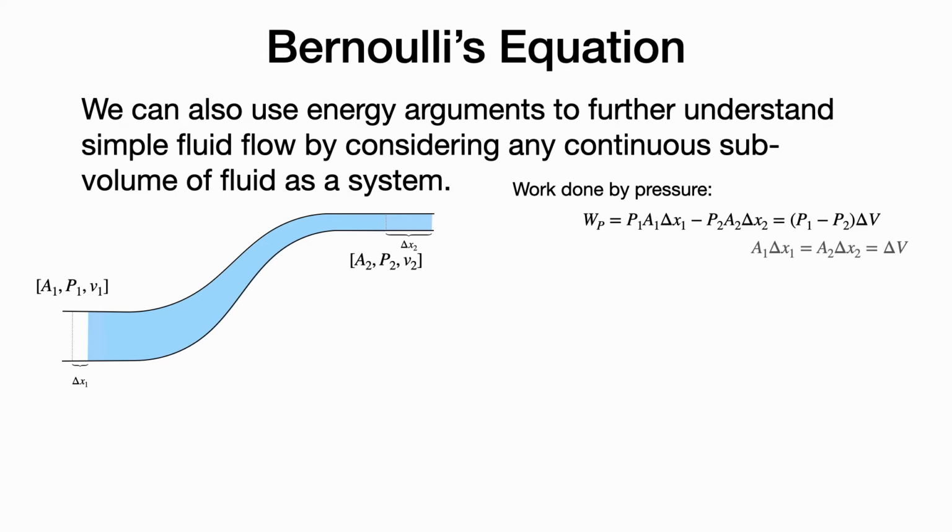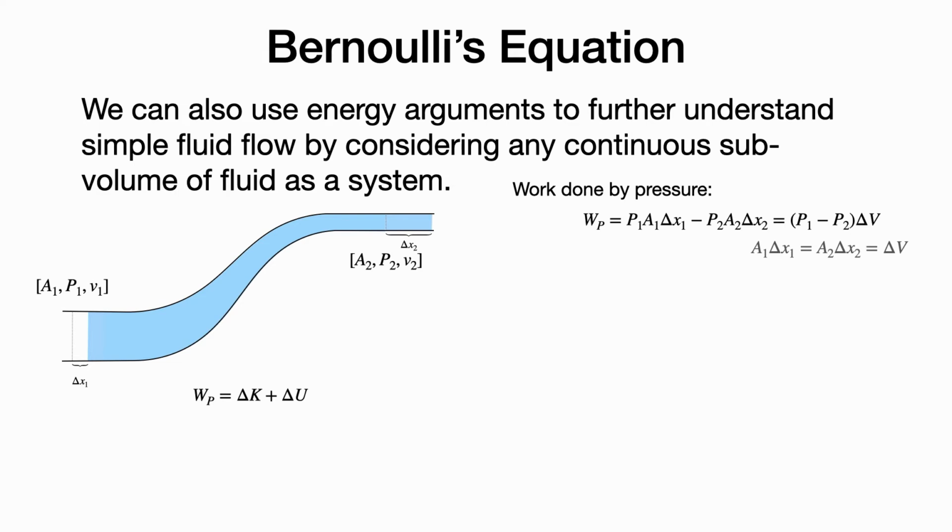So the total work done by pressure on this subvolume is the pressure difference between the two ends multiplied by delta V, the amount of volume which has moved from one end to the other. Remember by continuity that A1 delta x1 is the same as A2 delta x2, which is simply our volume delta V.